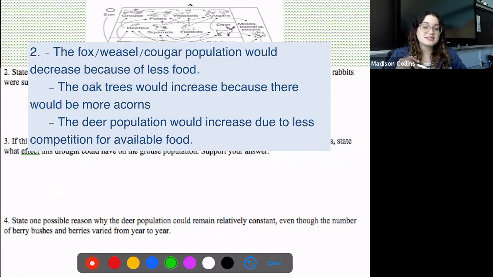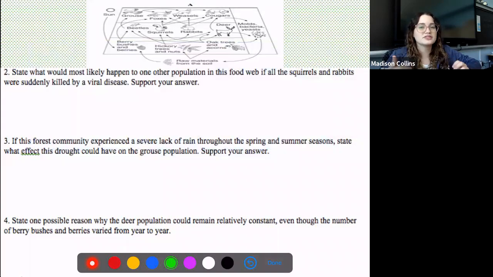You could have also mentioned the deer population. You could have also said that deer would increase because there would be less competition for available food. So you can see right here that this food web is what really shows us the interdependence of these organisms and how every single one of these animals was connected. Okay, and that's why we really prefer to use food webs rather than food chains, because you can see all of the different options in this ecosystem and how just the disappearance of one animal can impact several other species.